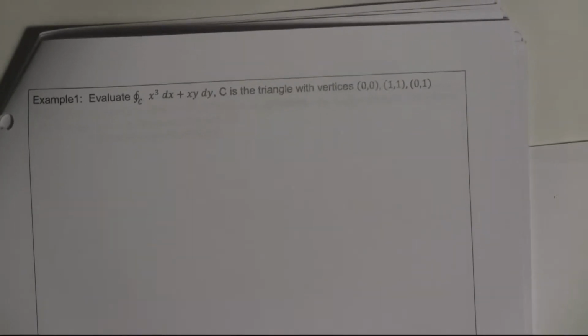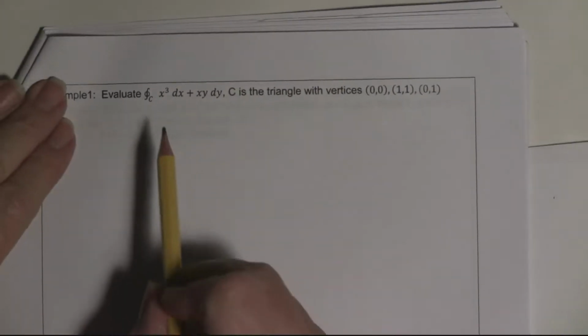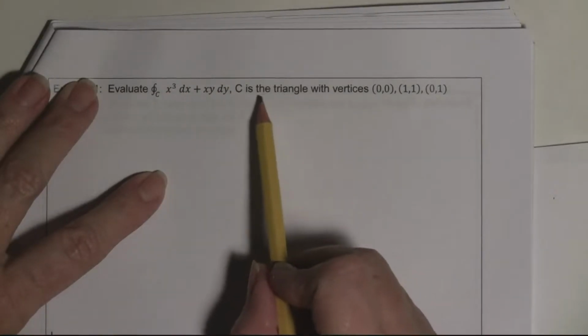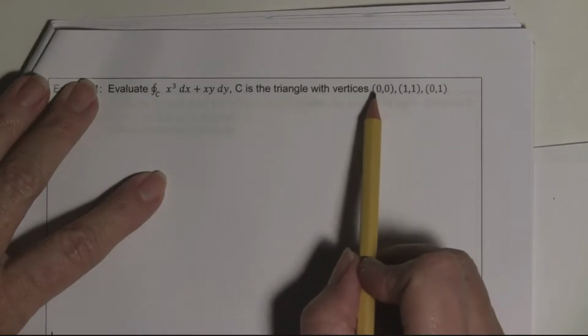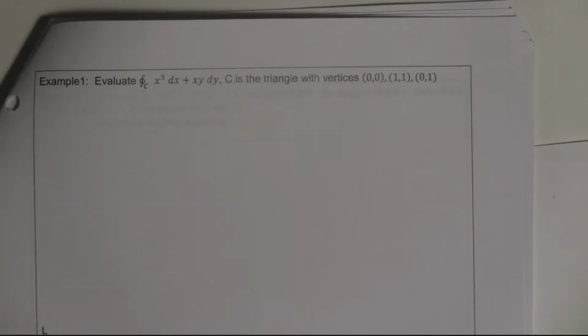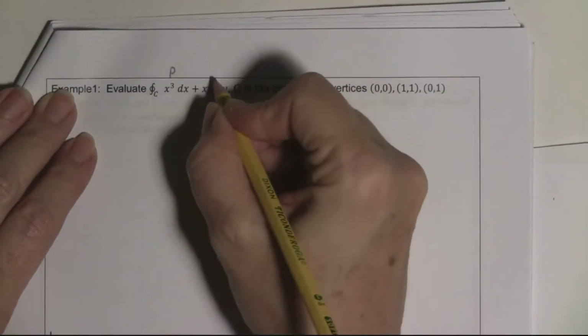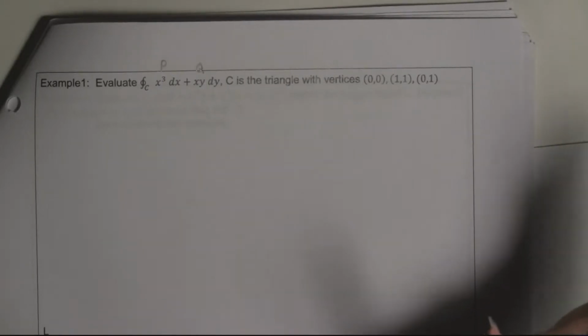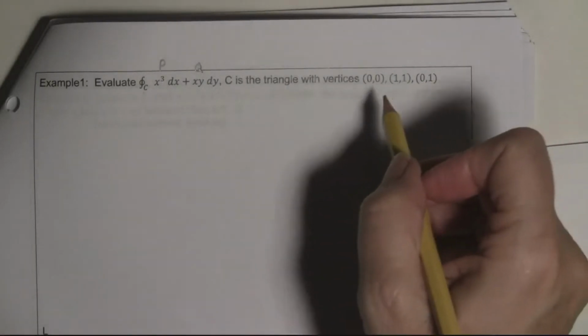So we're going to give a try to an example here. They've asked us to find this line integral over this curve, which is this triangle with these vertices here. In order to do this, we want to identify P and Q. So this is P, and that is Q right there. And then when we go to set this up, we're going to draw this as well.